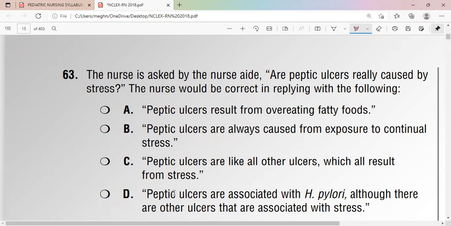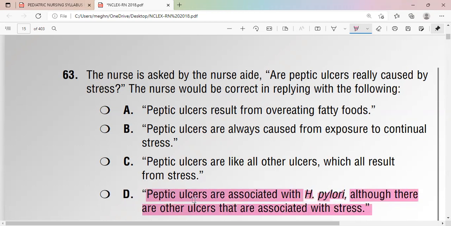So the correct answer is number D, right? Peptic ulcer is associated with Helicobacter pylori. This is the underlying organism that causes peptic ulcer, although there are other ulcers that are associated with stress. So let me tell you, peptic ulcers are not always related to stress, but stress is a component of the disease. Answers A and B are incorrect because peptic ulcers are not caused by overeating or continued exposure to stress. Answer C is incorrect because peptic ulcers are related to but not directly caused by stress.